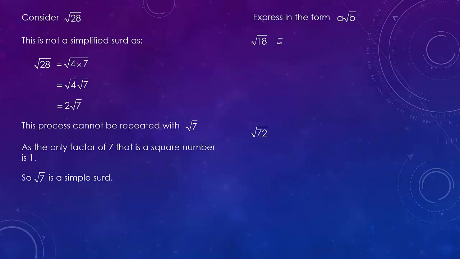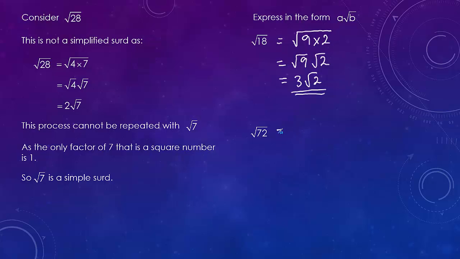So 18 is fairly straightforward. 18 is 9 multiplied by 2, and 9 is a square number. So that's the square root of 9 multiplied by the square root of 2, which gives us 3 root 2. We can't repeat the process with 2, and therefore that's a simplified surd.